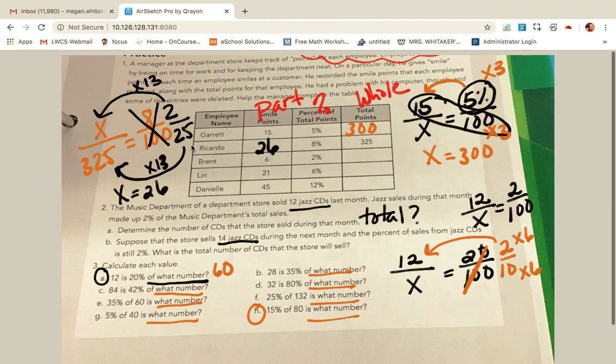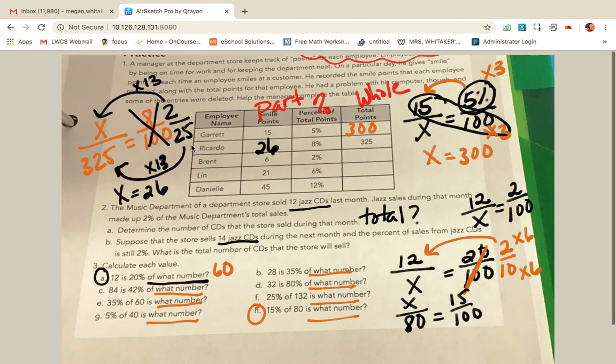So for H, it says 15% of 80 is what number? So I'm going to say 80. Ooh, I see something different here. I notice it says 15% of 80 is what number? It looks to me like they're giving me the total here. I think I said that incorrectly before. So the total is going to be 80. I don't know the part, and it's going to be 15%.